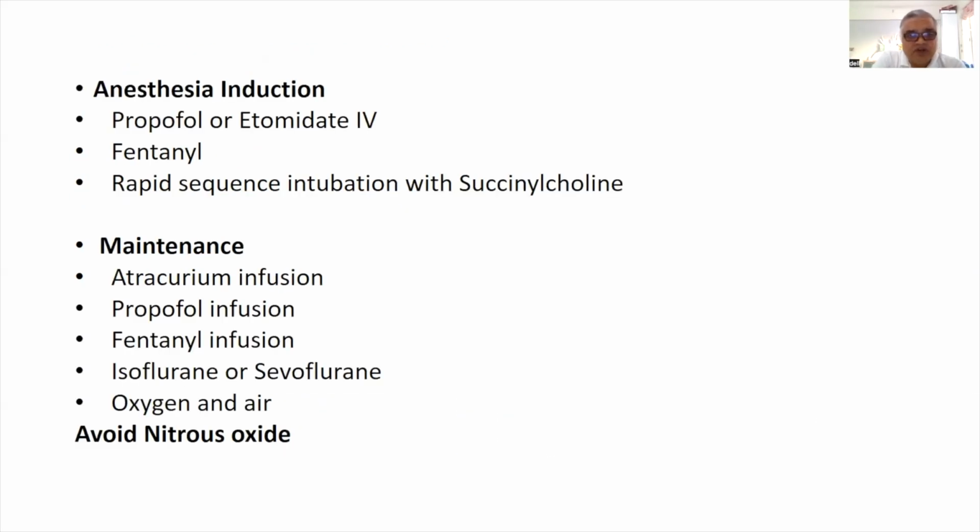Induction, propofol or etomidate, no issues. Fentanyl 500 mics bolus, rapid sequence intubation with succinylcholine.